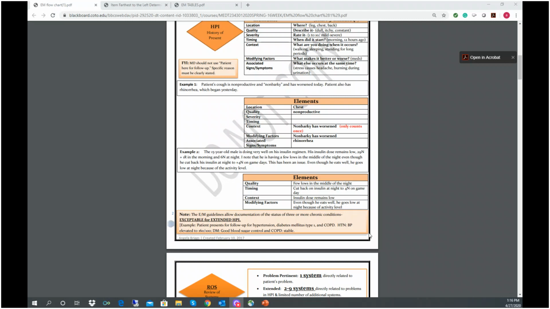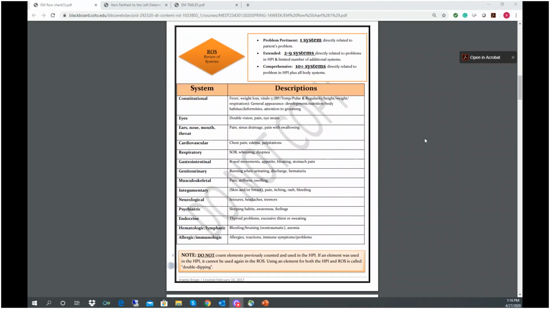Okay, the note here is E&M guidelines allow documentation of the status of 3 or more chronic conditions. So it's acceptable for extended HPI. The example we have for that is: patient presents for follow-up for hypertension, diabetes 1, and COPD. Hypertension, blood pressure is elevated to 160 over 100. Diabetes is good blood sugar control, and COPD is stable. So that would be the documentation for those chronic conditions.